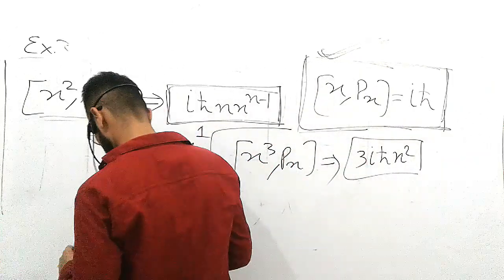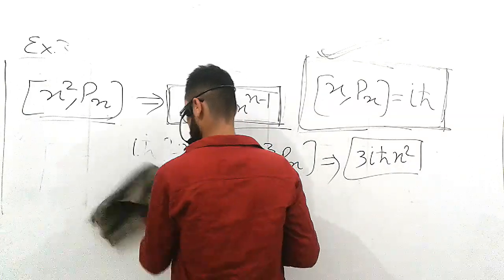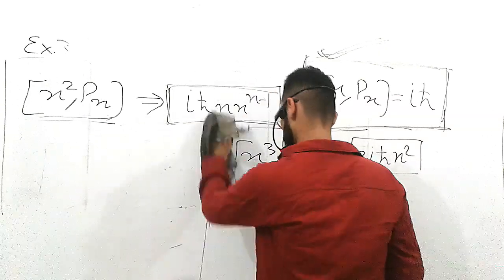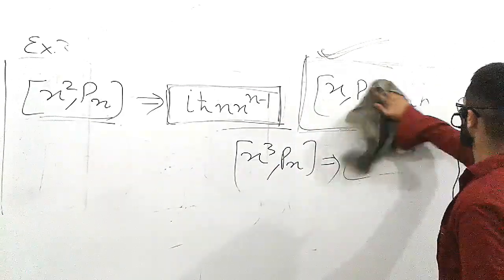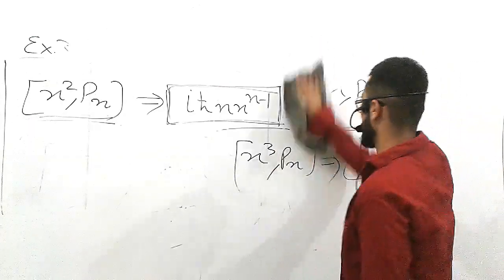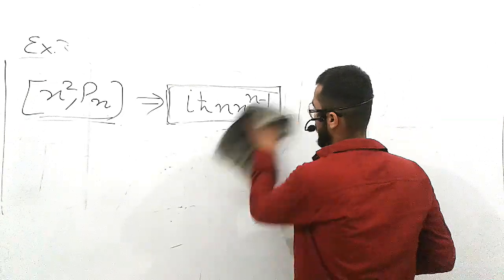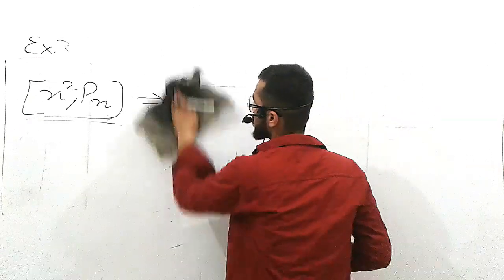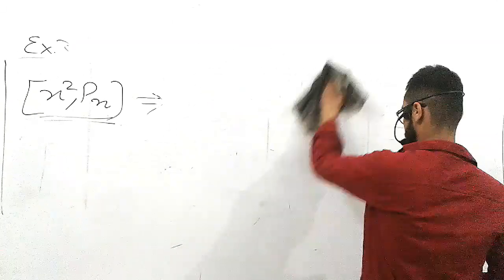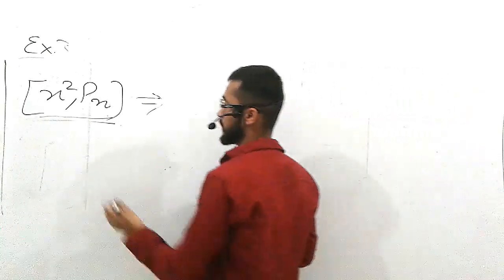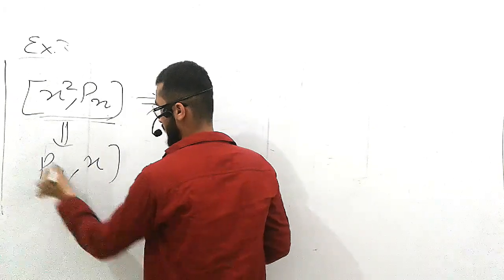Now, what if I interchange the position? Look, we have to remember key points, and these key points will help us solve these complicated examples in a simple way. Now what if I interchange the position of these operators? I interchange the position: px and x.